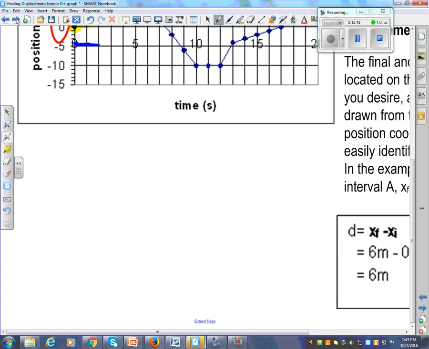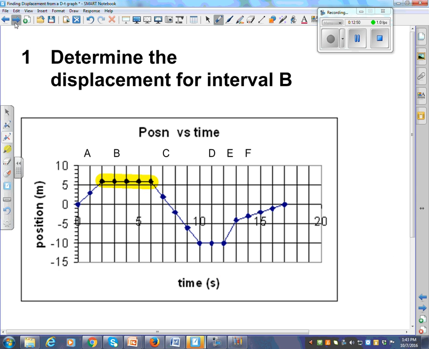Okay. Interval B is from 2 to 6 seconds. Do you see that on your paper? You see the 2 dash to 6 seconds. Do you see that on your paper? Yeah. Good. That means from 2 to 6 seconds. This interval here. Where am I reading it from off the graph? On the y-axis.